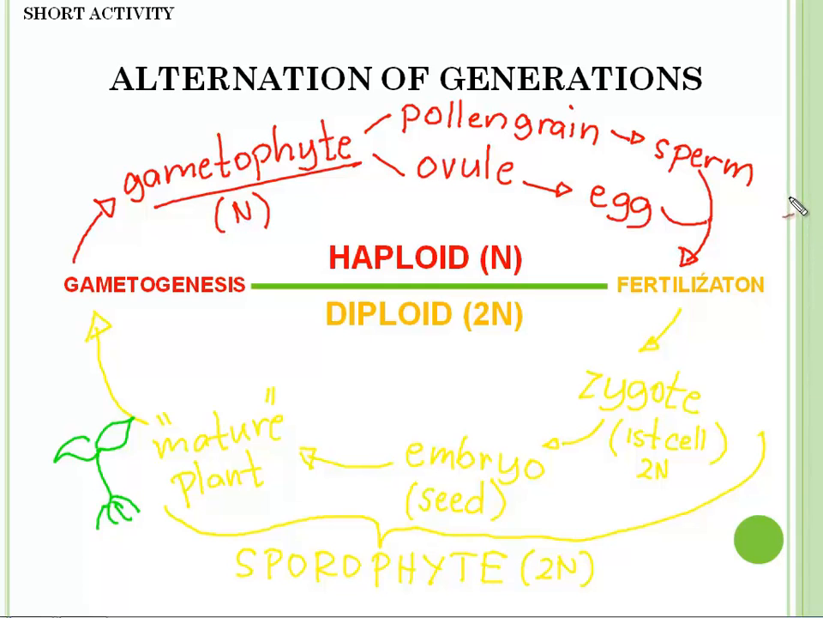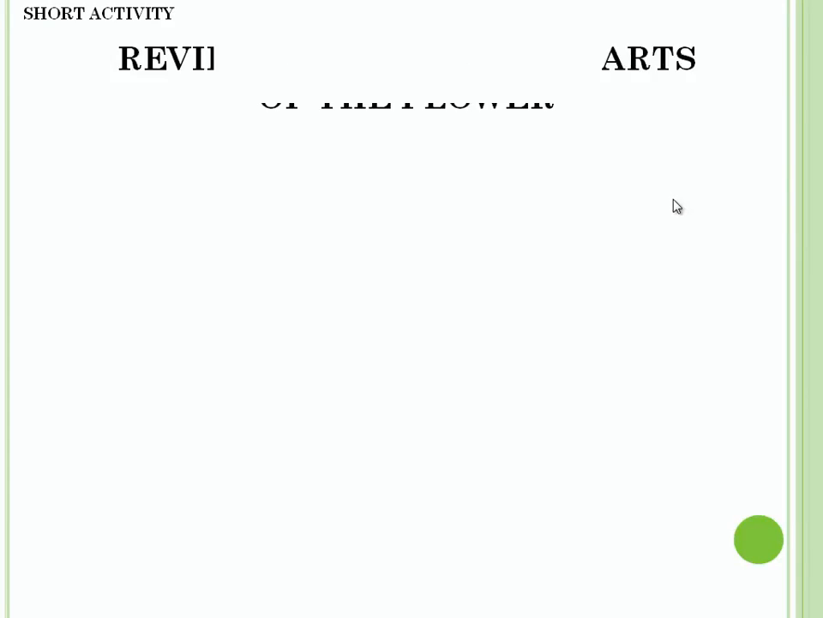So you continue with your work. You finish everything before we proceed with the next slide. Okay, so let's start with the next activity. In here we will review the reproductive parts of the flower.